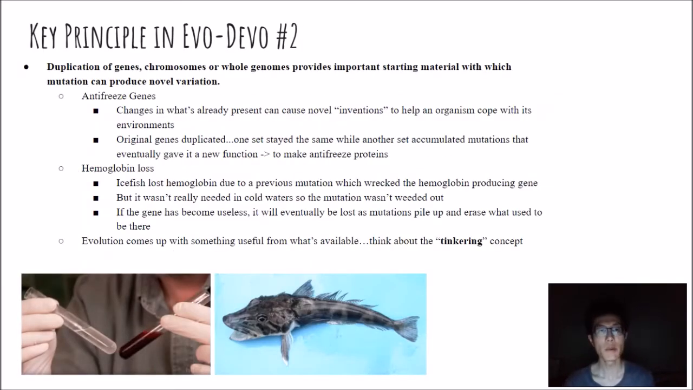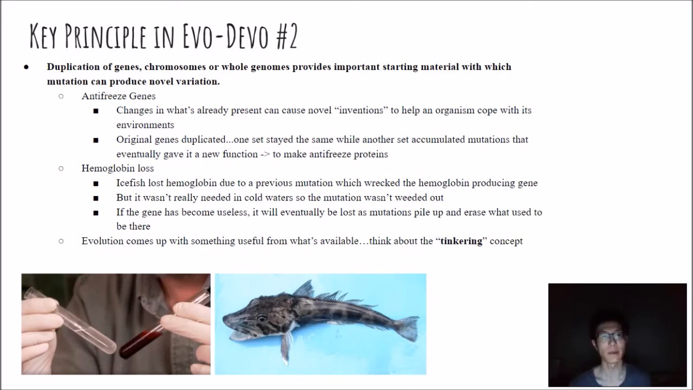Okay, so then we move on to key principle in Evo Devo number 2, and that is that duplications of genes, chromosomes, or even whole genomes ultimately allow for that starting material from which mutation can produce novel variation. So if you think about it, you have one set of genes, maybe some of those genes are very important, but some of them maybe you can tinker with. So if you duplicate that gene, or maybe you duplicate that chromosome, or maybe you duplicate that entire genome, you have multiple sets to play with. And ultimately, as long as that original set is there, the novel copies can potentially have mutations occur, and maybe beneficial mutations will collect over time.